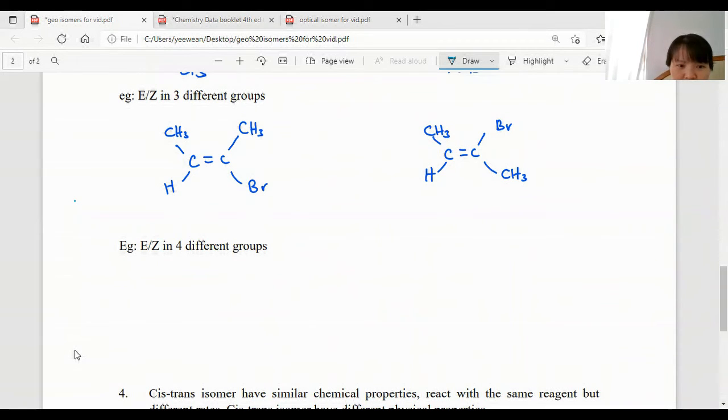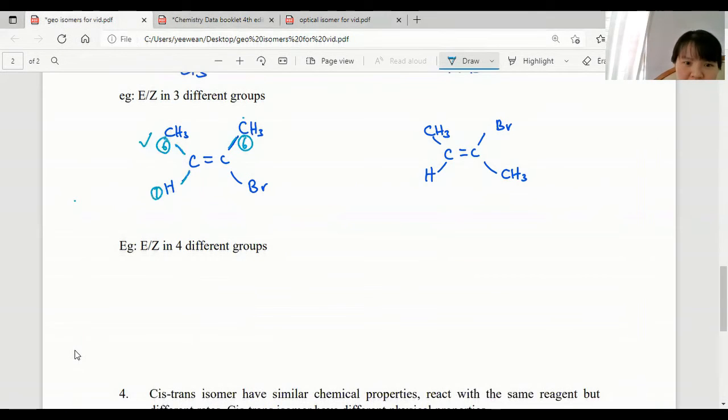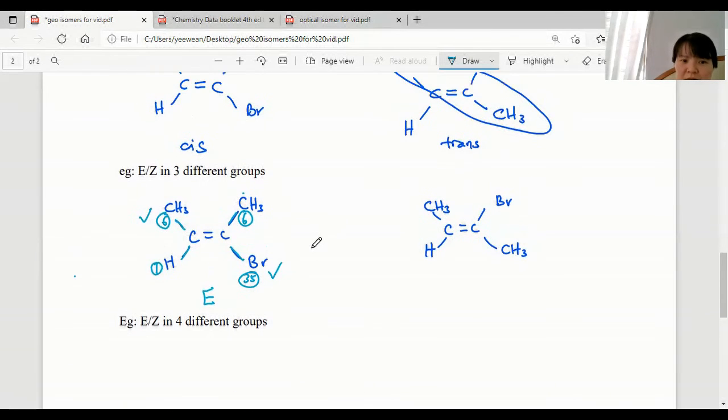Okay, let's go this way. This goes to a 1. This goes to carbon, that's a 6. So this is the priority. Going this way, it's a 6. And Br, let's go to the periodic table. Br is a 35. That's definitely higher in priority. So this is the opposite side. So this is E. So this time, cis is not a Z.